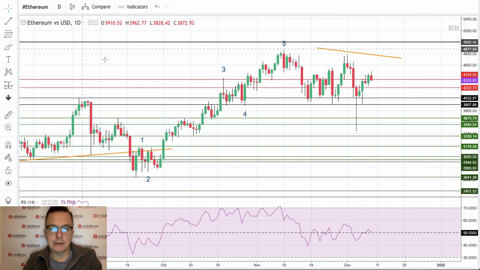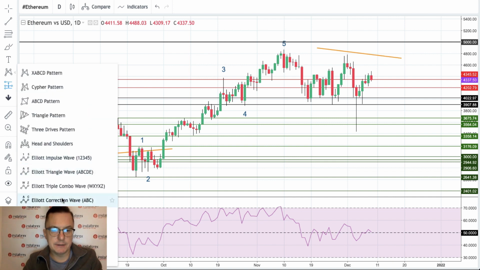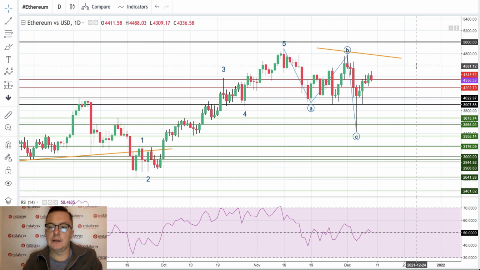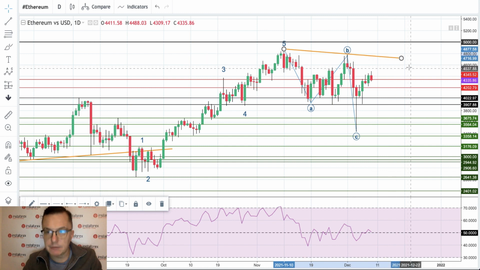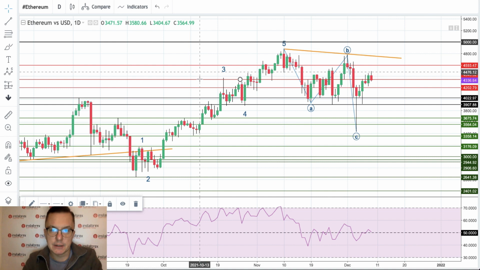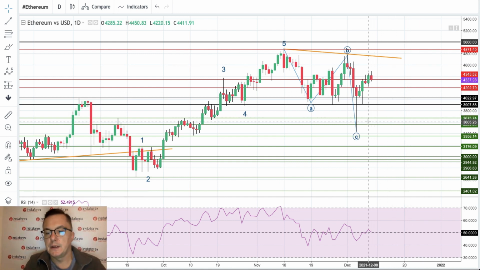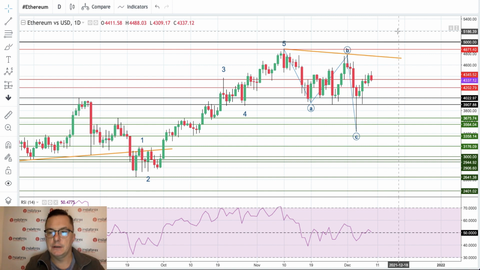Why? Because in that situation on the Ethereum, let me just take my ABC Elliott wave correction pattern tool. This is A, this is B, this is C. This is a completely new pattern, new cycle. Here of course we can still put back our trend line, and this count is even better for higher prices that will soon come to the Ethereum market, because we are now in the development of another wave to the upside, an impulsive wave.